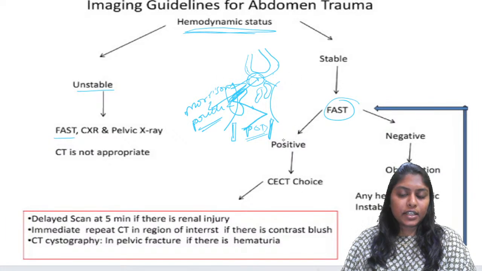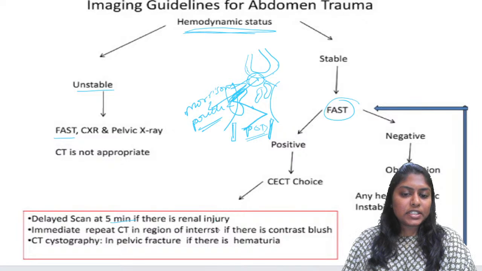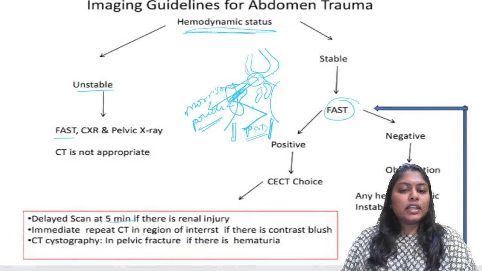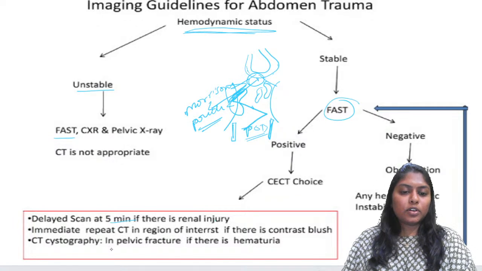If there is any finding in FAST, it is positive, then we have to go for CECT. In CECT also, there is a delayed scan at 5 minutes if there is renal injury, and immediately repeat the CT in the region of interest if there is contrast flush. CT cystography is indicated in pelvic fracture because we will be looking for extraperitoneal or intraperitoneal rupture of the bladder. If it is extraperitoneal rupture of the bladder, there will be contrast extravasation only anterior to the bladder. If it is intraperitoneal rupture of the bladder, then we'll be seeing contrast between the bowel loops also.